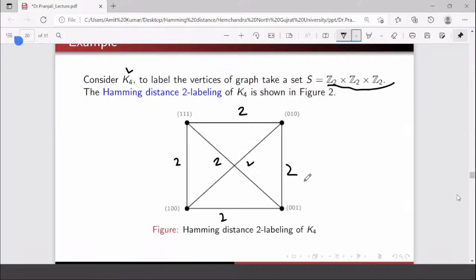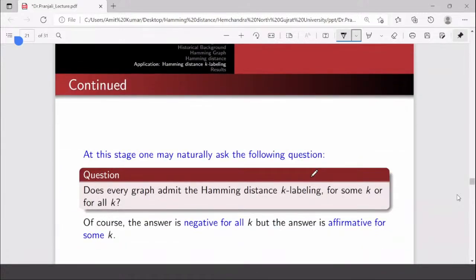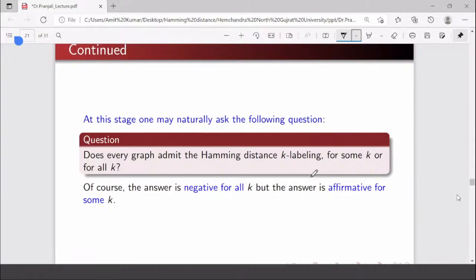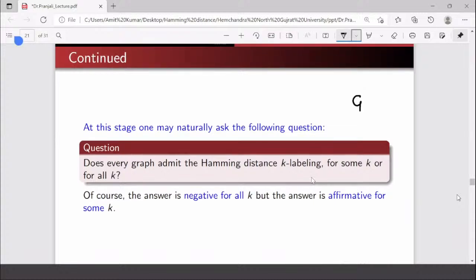So I think now everyone must have a question: does every graph admit a Hamming distance k labeling for some k, or for all k? It might be possible that, suppose I have a graph G, it can admit the Hamming distance 1 labeling but not 2 labeling, or every graph admits Hamming distance 1 labeling. This kind of question is natural to come at this stage.